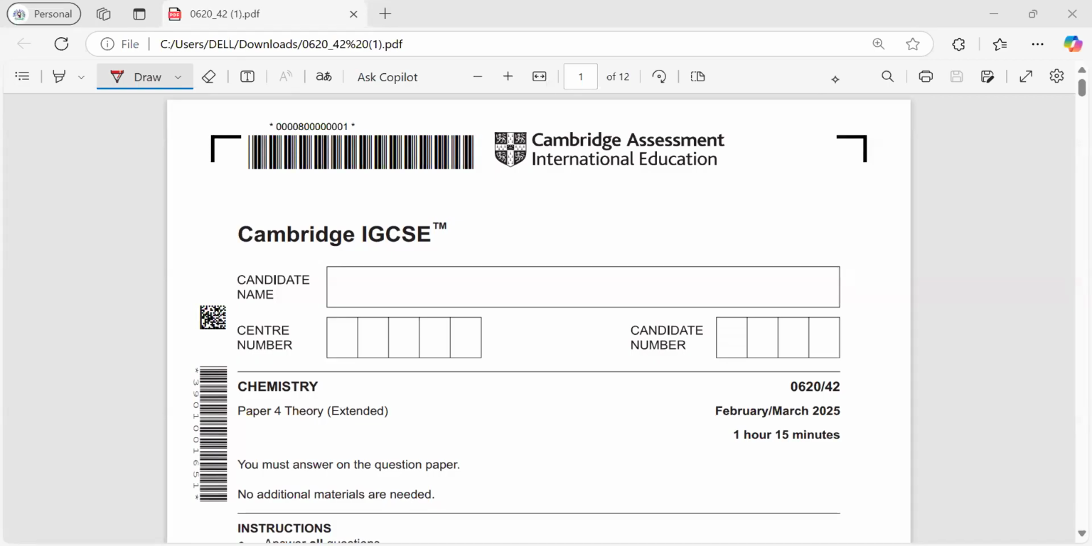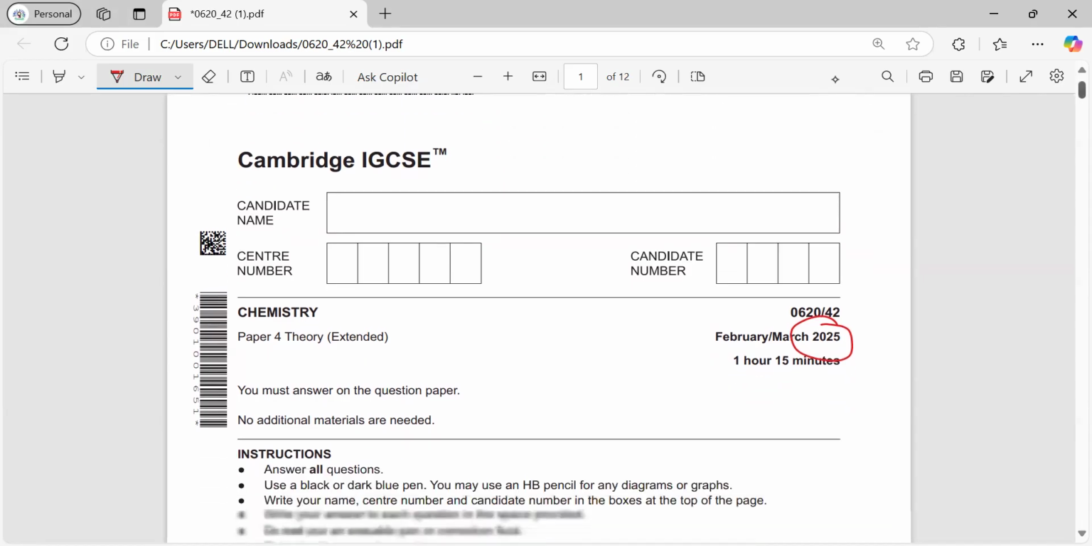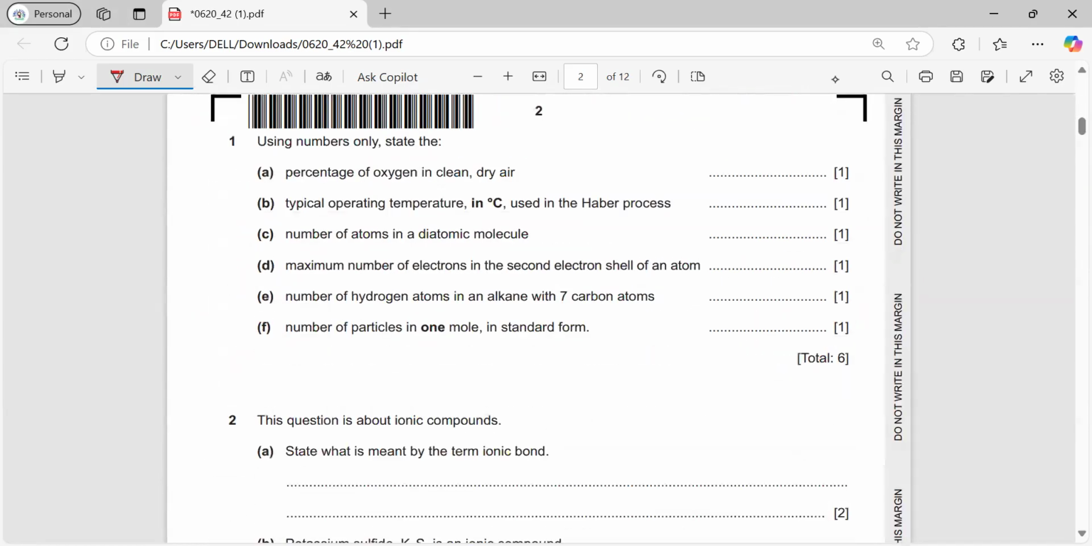Hey students, today we will be covering paper 4 of 2025, February-March. It's the latest paper, so let's start it.